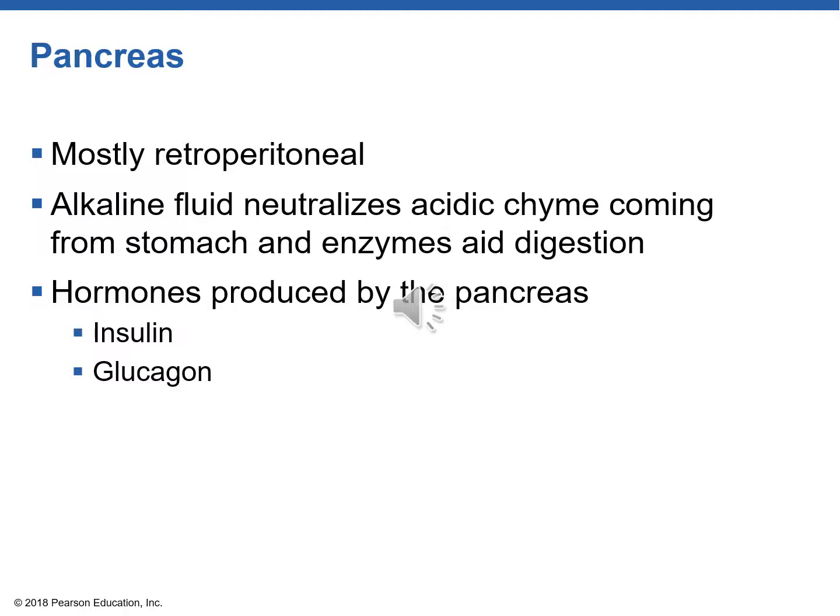But it is very interesting that the pancreas is also an endocrine organ. It produces some things such as insulin and glucagon, which are involved with the endocrine system, and it is addressed in that section.